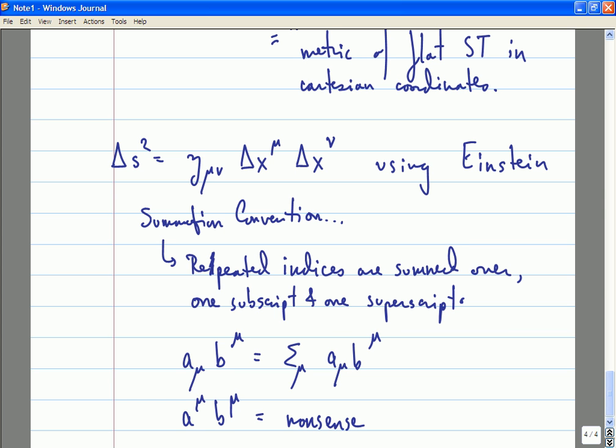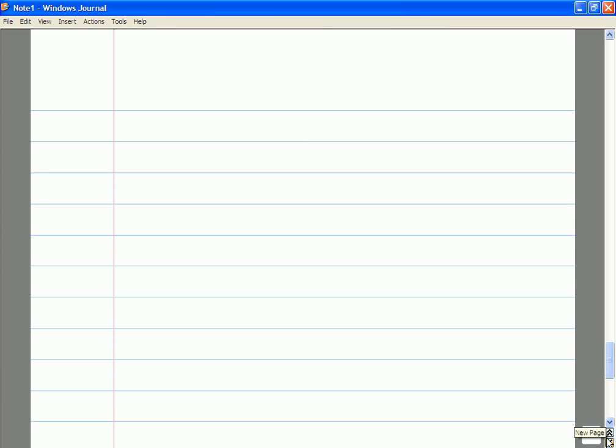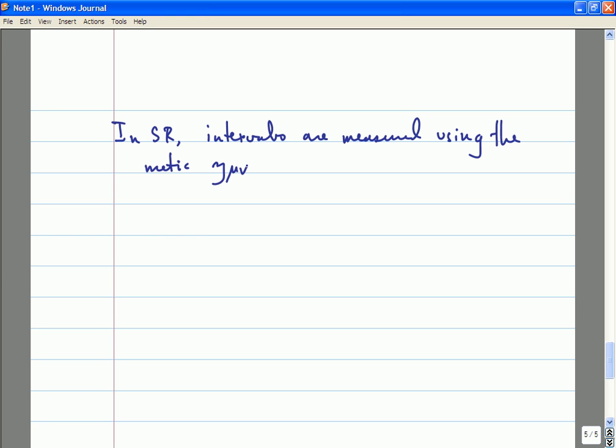So let me introduce another little definition here. So, in special relativity, intervals are measured using the metric eta mu nu, so that delta S squared is eta mu nu, delta X mu, delta X nu. So that sentence, yes? Question?